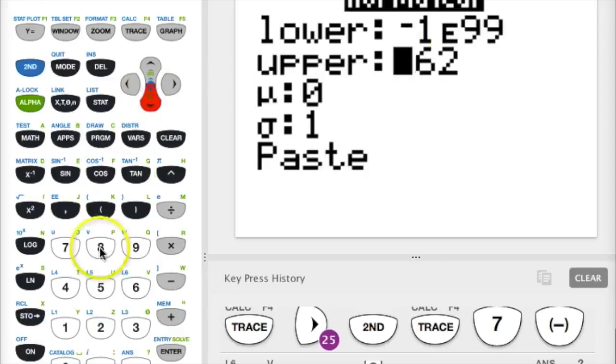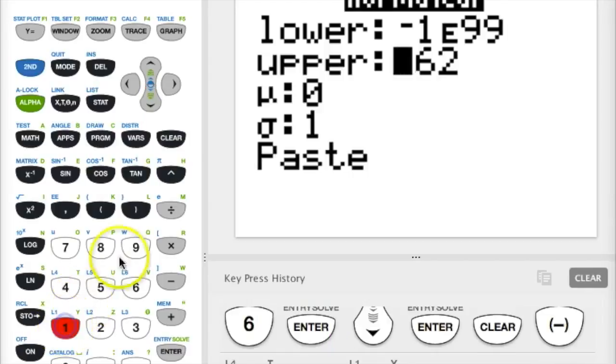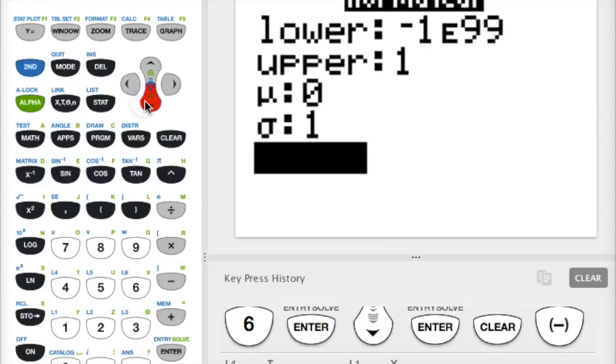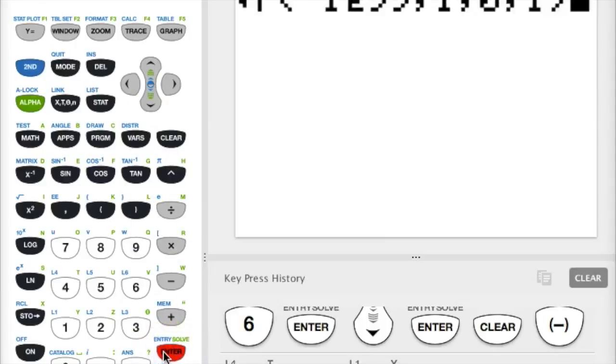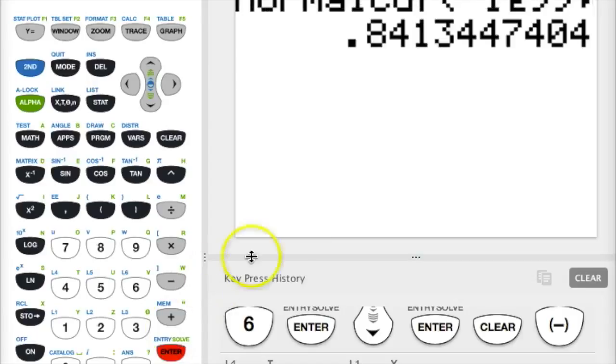Let's just say the upper was 1, okay? And the mean was 0, and standard deviation is 1. So when you hit paste, it's going to paste it to your home screen, which is something some of you guys with the 83 can do without the little wizard here. But anyway, that would be the value 0.8413. So hopefully that makes sense to you.